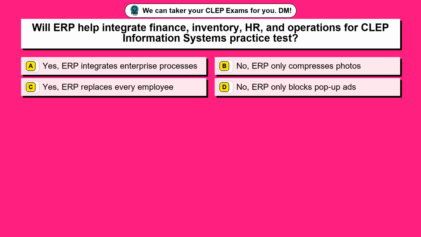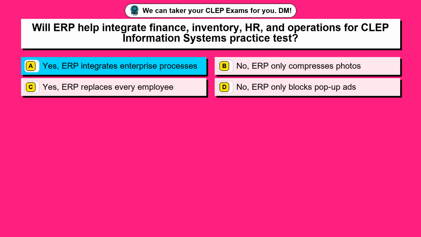Question 14. Will ERP help integrate finance, inventory, HR, and operations for CLEP Information Systems practice test? Option A. Yes, ERP integrates enterprise processes. Option B. No, ERP only compresses photos. Option C. Yes, ERP replaces every employee. Option D. No, ERP only blocks pop-up ads. The correct answer is option A.